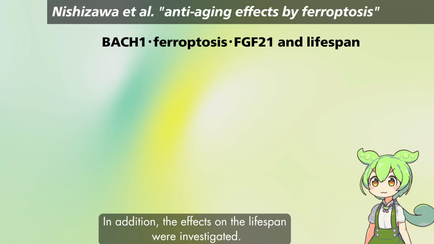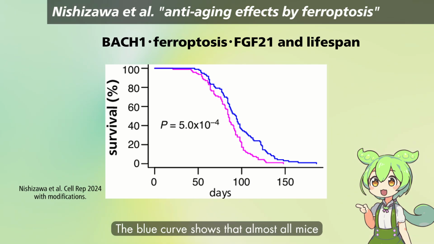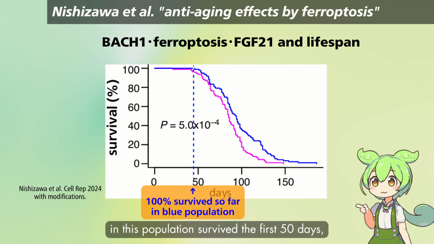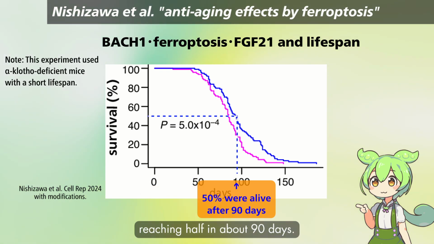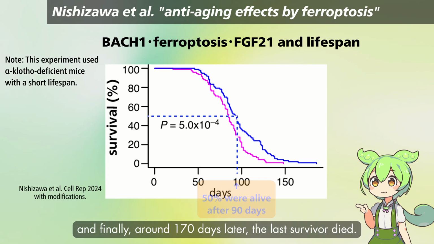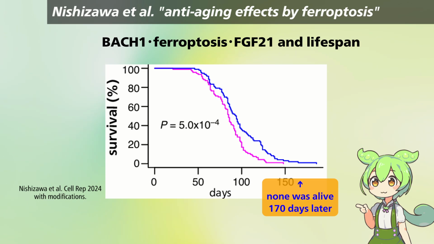In addition, the effects on the lifespan were investigated. These curves show daily survival of mouse populations. The blue curve shows that almost all mice in this population survive the first 50 days. Thereafter, the number of survivors gradually declined, reaching half in about 90 days. And finally, around 170 days later, the last survivor died.